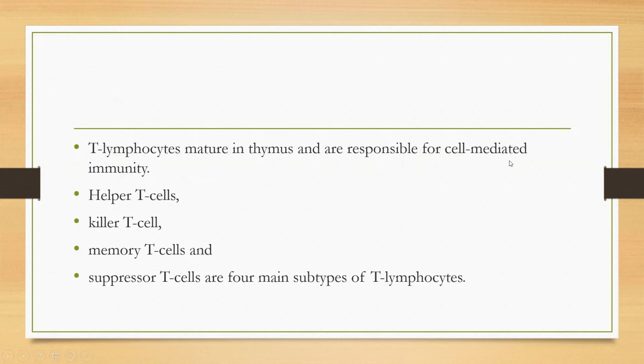Now, what is cell-mediated immunity? That means antibodies are not produced. B lymphocyte, what does it do? It protects your body by production of antibodies. These antibodies come forward and fight against the infections. But cell-mediated immunity means there is no production of antibodies.